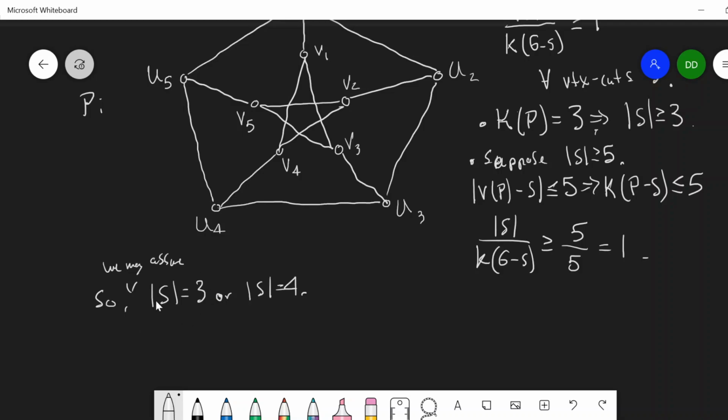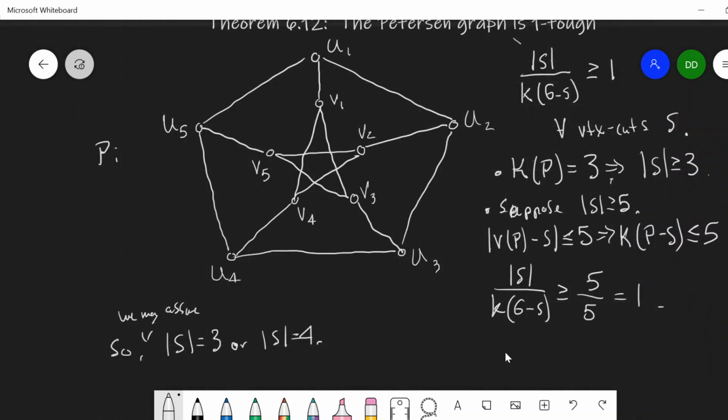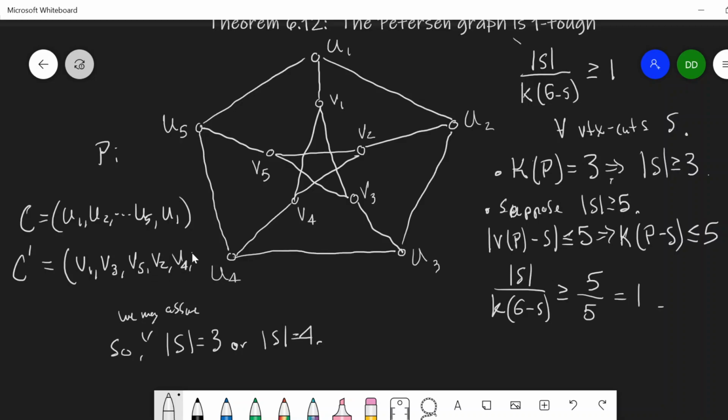And actually, we're not going to break it up into cases based on this because there's an easier case argument that comes from examining the cycles. So I have labeled the Petersen graph in a specific way here. I have this outside cycle C, that's U1, U2, U5, U1. That's my outside cycle, and then my inside cycle C prime. I'm going to call this V1, V2. Or sorry, it wouldn't be V1, V2, would it? It'd be V1, V3, V5, V2, V4, back to V1. So each is a 5 cycle.